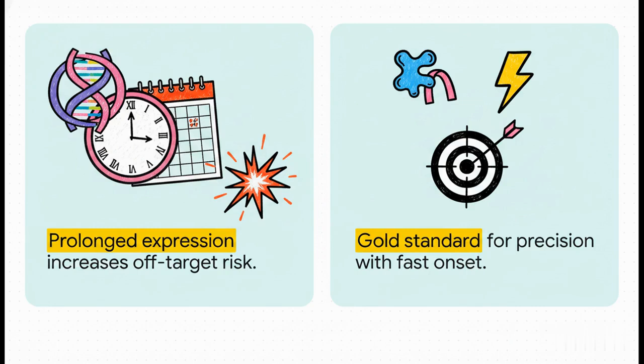Conversely, the RNP complex is the gold standard for precision. Because you deliver the active protein directly, it has the fastest onset but also the shortest duration, usually just 24 to 48 hours. It does its job, and it degrades. This rapid hit-and-run style means it has the lowest off-target rate and 0 integration risk.